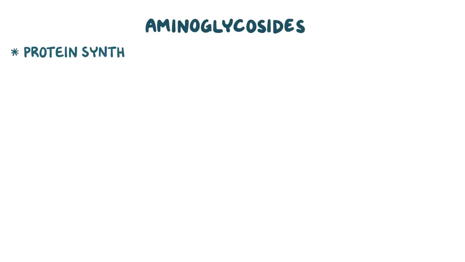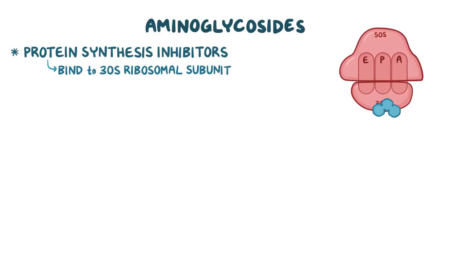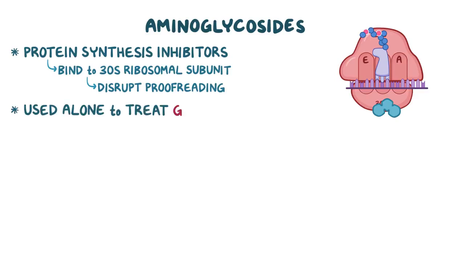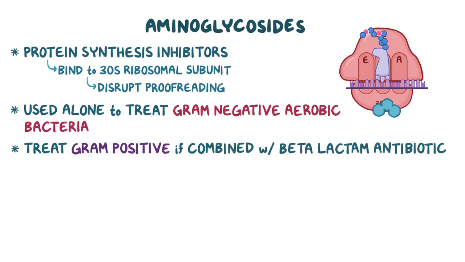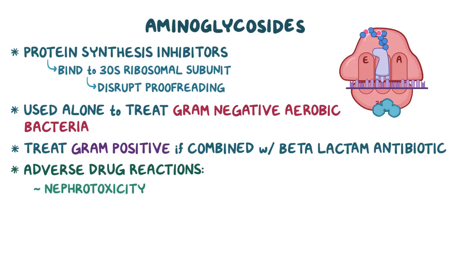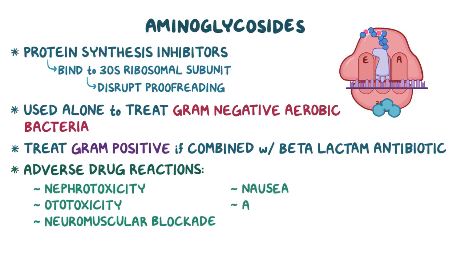Alright, as a quick recap, aminoglycosides are protein synthesis inhibitors that bind to the 30S ribosomal subunit. Their main mechanism is to disrupt proofreading in bacterial protein synthesis. They can be used alone to treat gram-negative aerobic bacteria, but can also treat gram-positive bacteria if combined with a beta-lactam antibiotic. Notable adverse drug reactions include nephrotoxicity, ototoxicity, neuromuscular blockade, nausea, and allergic reaction.